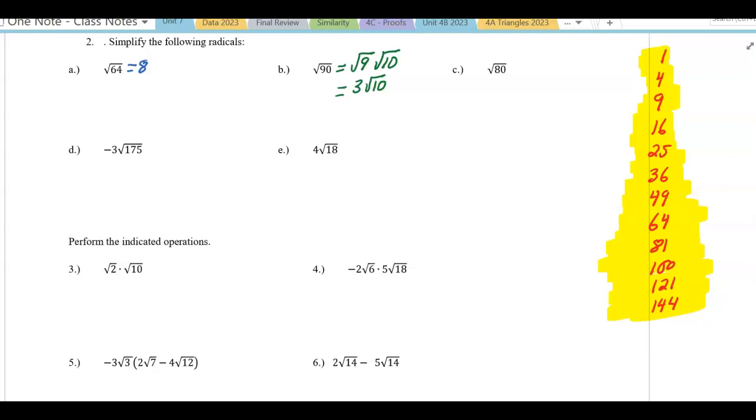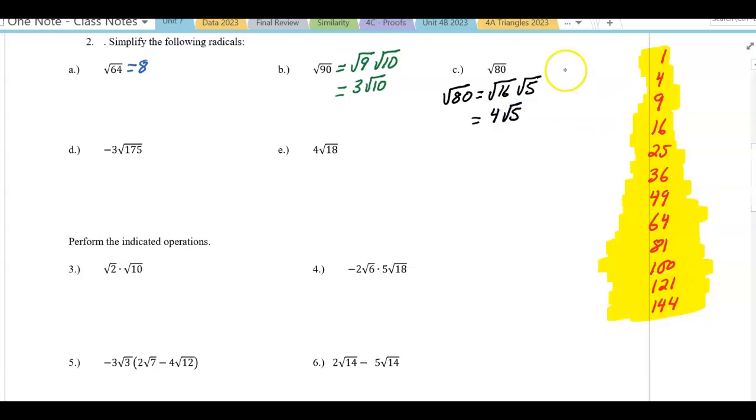For letter C, there are two different ways of doing square root of 80. Some people will see that the square root of 80 is 16 times 5, so it breaks down to square root of 16 times 5. And the square root of 16 is 4.